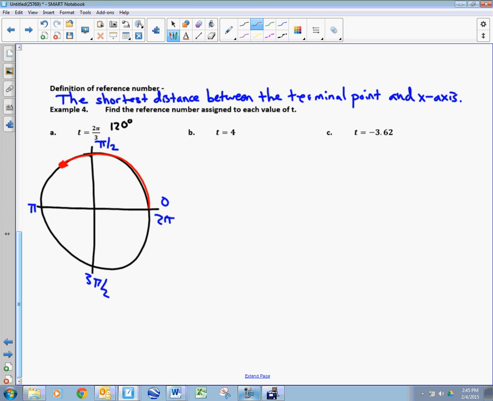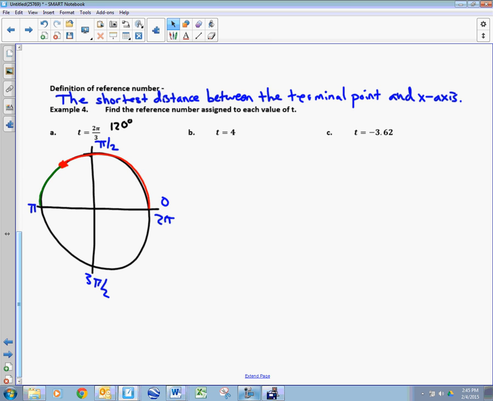Now, when I said the shortest distance, so that red dot, that's my terminal point. The definition of a reference number is the shortest distance from the terminal point and the x-axis. So I could walk from the red point along the red line, or I could walk along the green line. Either way, I'll get to the x-axis, which is the shorter distance, the green.